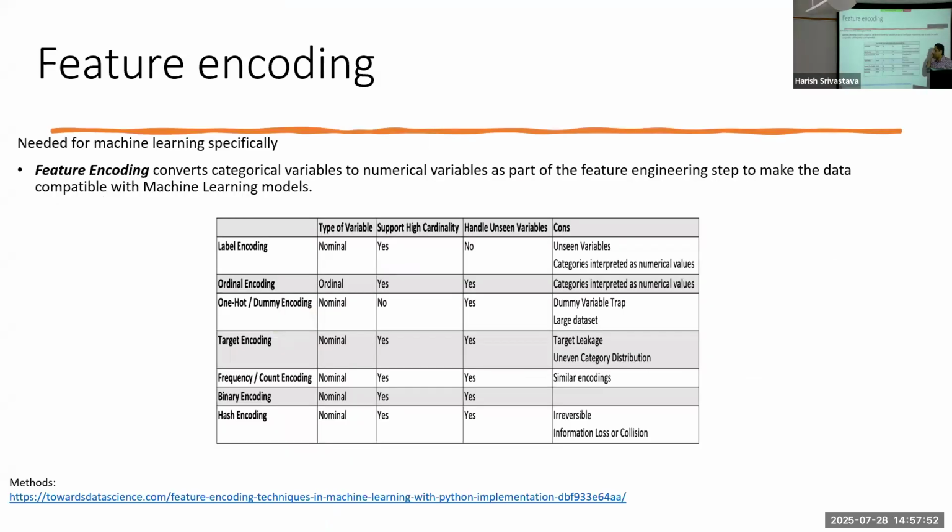Feature encodings are of multiple categories. I would like you all to read about them. I'm not going into the details, but for the most common ones I will show you how to do them. Feature encoding, I told you, is converting non-numerical data to numerical data. A very common one is called label encoding. We will do our program with label encoding. Label encoding is of a type called nominal, and supports high cardinality. How many of you remember what cardinality is?